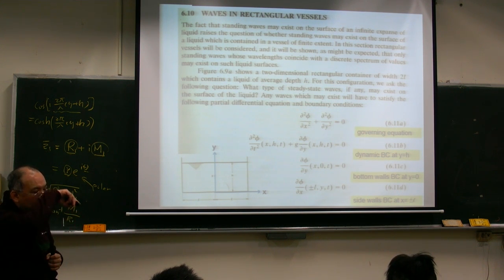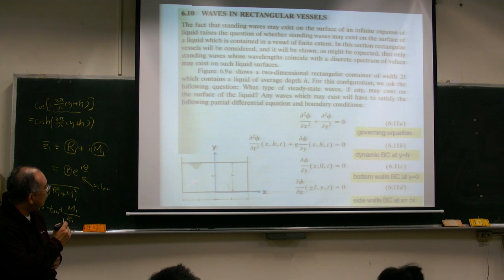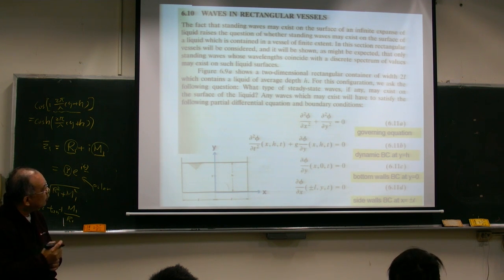And for this physical problem, as you can see here, our boundary conditions will slightly change. We have this boundary condition and this boundary condition, right? And on the free surface here, we also have the dynamic boundary condition. Our height of the water is h. So when y equals h, this is our dynamic boundary condition as before.